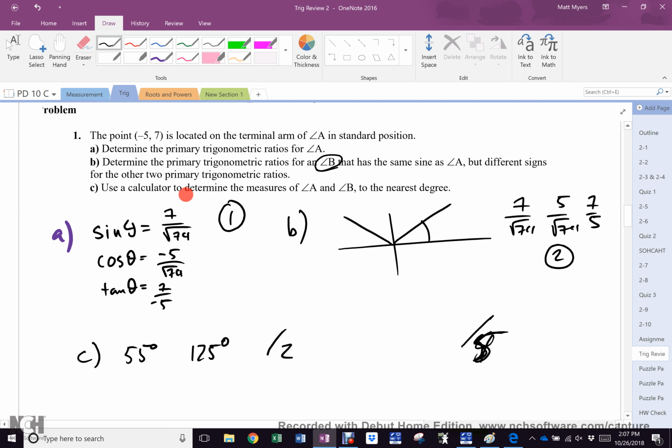Because it says use a calculator to determine the measures of A and B. So I needed A, which is 125, and B, which is 55.